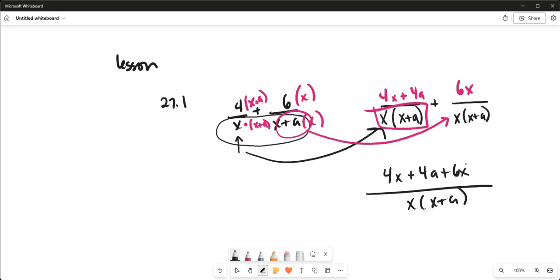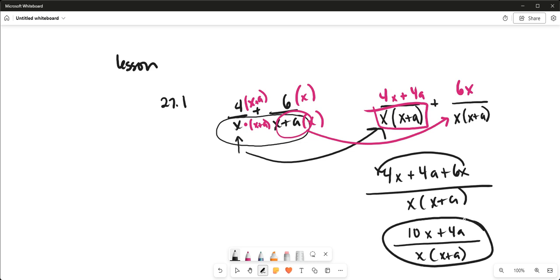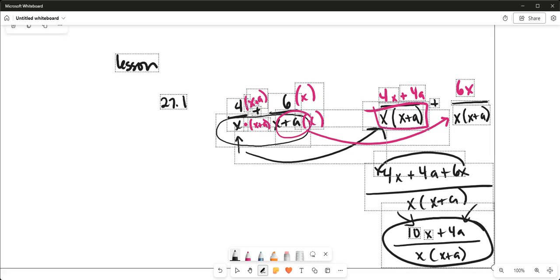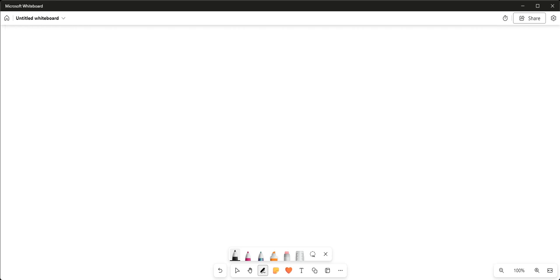I look for any like terms. That 6x and 4x are like terms, so it's going to be 10x plus 4a all over x times x plus a. And that's the whole answer because these are not alike, so we cannot add them together. All right, let's do another one.